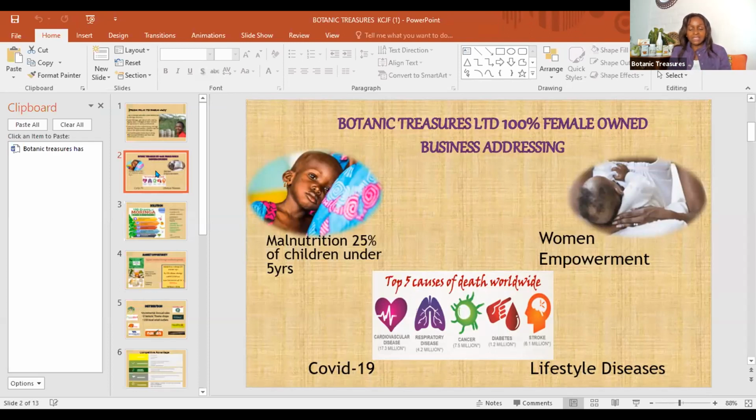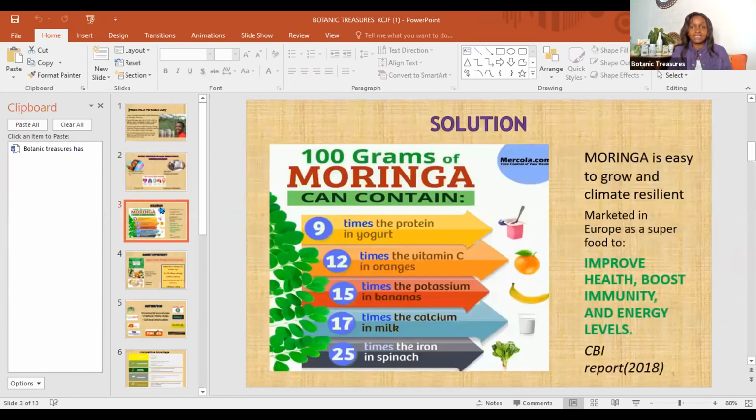Then the other thing is, as we moved into the COVID season in 2020, we've been able to partner with people like Kenya Medical Research Institute in Kenya to prove why moringa can work to boost your immunity. So we're doing research on the immunology of moringa. So that cropped up and we added it.